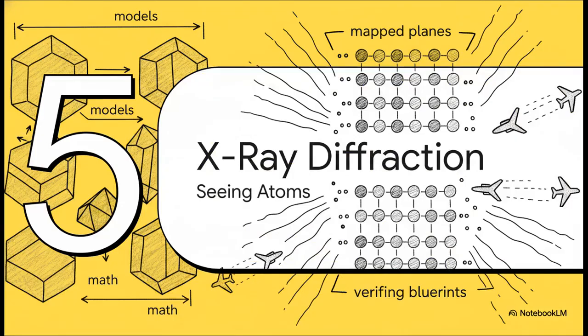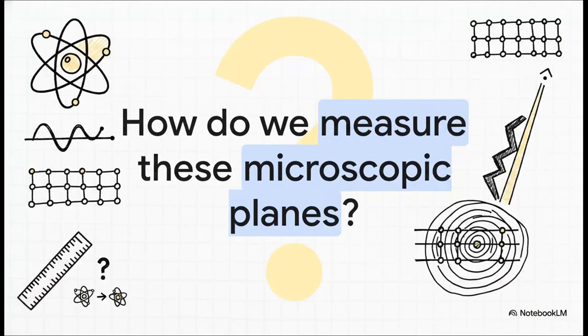Which brings us to our final stop, Section 5, Seeing Atoms, X-ray Diffraction. We've built the models, we've done the math, and we've mapped out the planes. But we have to ask a critical question right now. How do we actually measure these microscopic planes in the real world? We certainly can't pull out a tiny ruler. The distances between these atoms are unbelievably small, literally on the scale of nanometers.